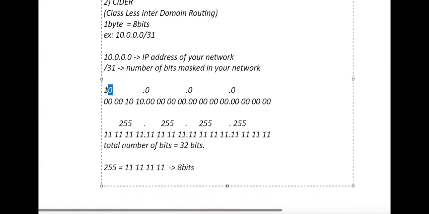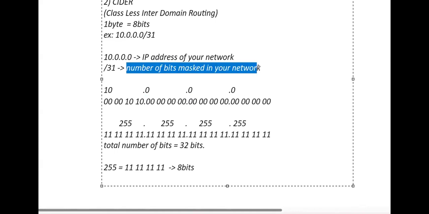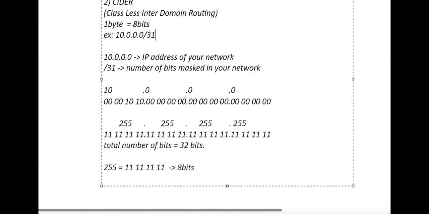You can see 8 bits I represented for this byte, and for this byte too. So like this, I represented all my bytes. Now you have to mask up to the network mask value that you provided. Since we provided 31, that is the number of bits you have masked for your network. So now calculate 31 bits exactly and mask them.